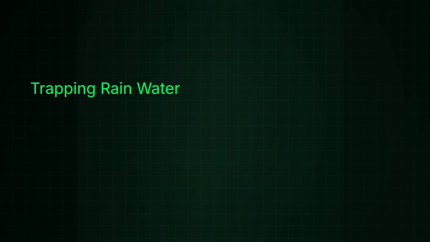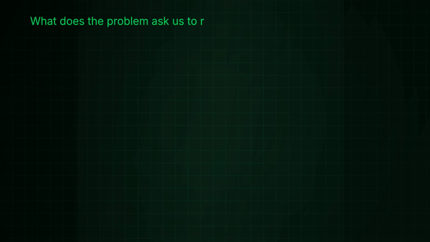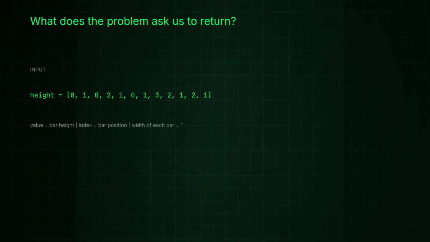Trapping rainwater. First, understand exactly what the question asks and why the example output is 6. Here is the complete question before we discuss any solution. We are given height equals 0, 1, 0, 2, 1, 0, 1, 3, 2, 1, 2, 1. Each number is the height of one vertical bar. Every bar has width 1, and the array index tells us where that bar stands.